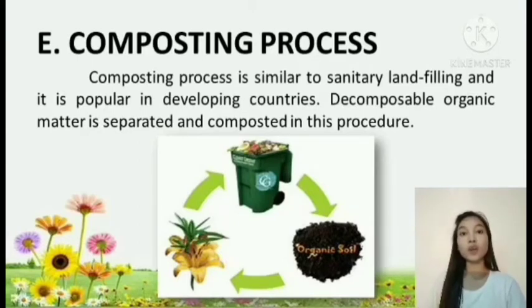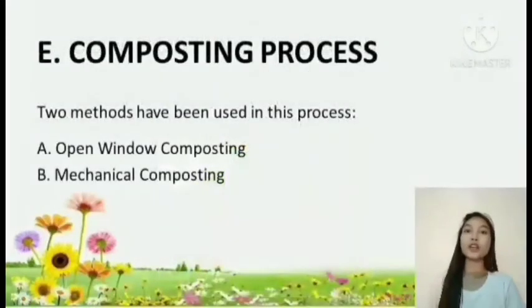Composting is an aerobic method, meaning that it requires the presence of air for decomposing organic solids. It can therefore be used to recycle organic material. The process involves the decomposition of organic material into a humus-like material known as compost, which is a good fertilizer for plants. There are two methods used in this process.